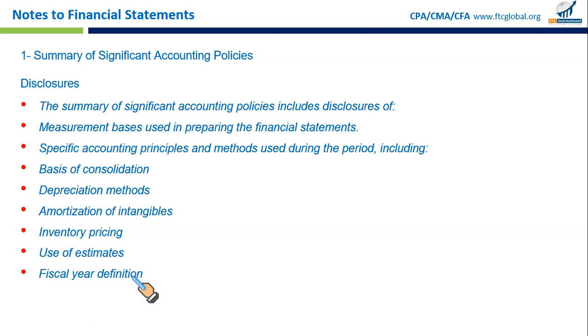Fiscal year definition. It defines the 12-month period used for the accounting period. Is it from 1st January to 31st December, or from 1st July to 30th June? If a company doesn't follow the calendar year, they would say our fiscal year ends on March 31st, for example.